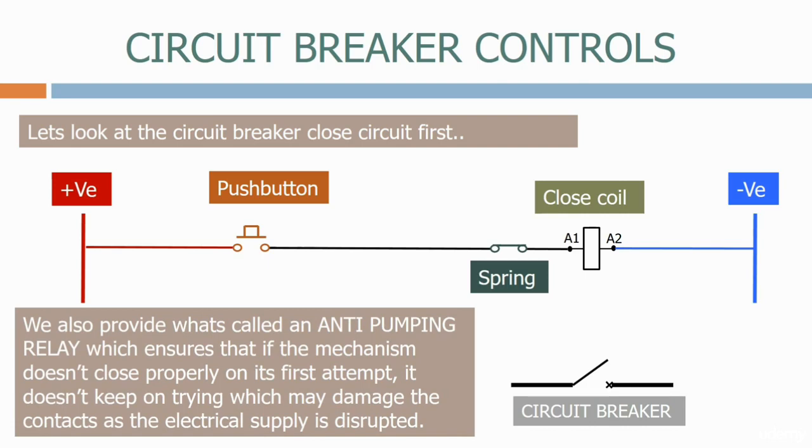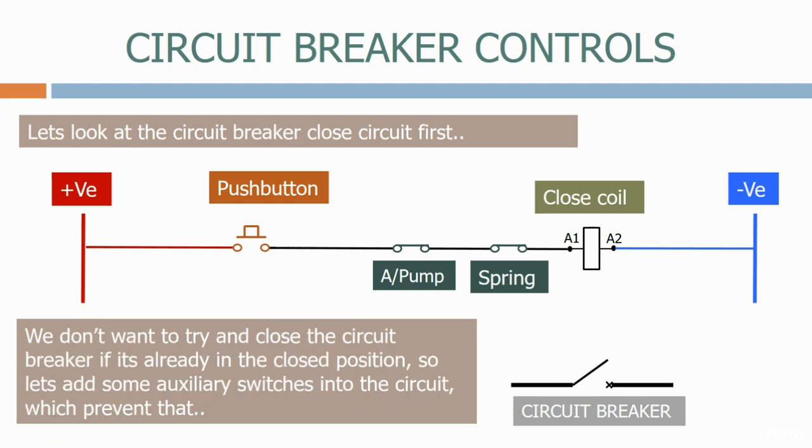We also provide what's called an anti-pumping relay, which ensures that if the mechanism doesn't close properly on its first attempt, it doesn't keep on trying, which may damage the main contacts as the electrical supply is disrupted. We don't want to try and close the circuit breaker if it's already in the closed position, so let's add some auxiliary switches into the circuit which prevent that. Let's now push the push button. If all three contacts are now in the right position, the circuit breaker will now close.